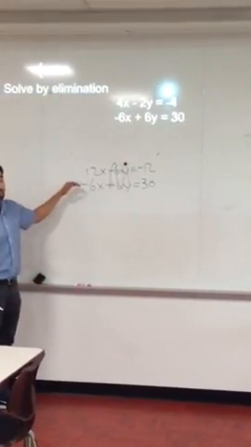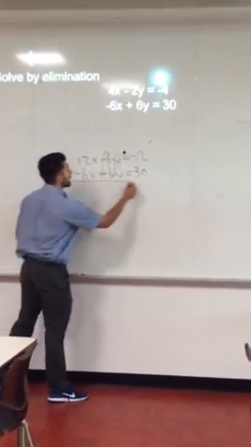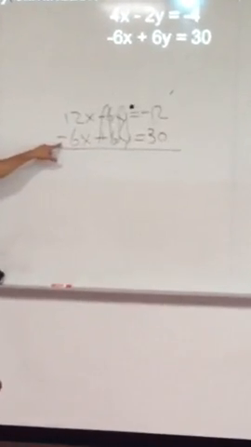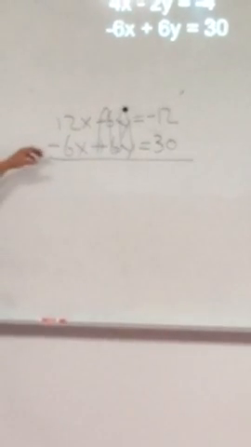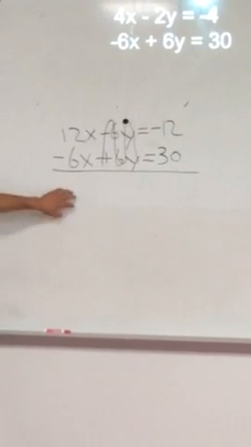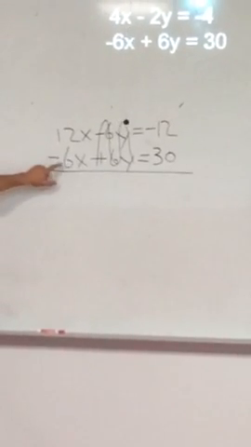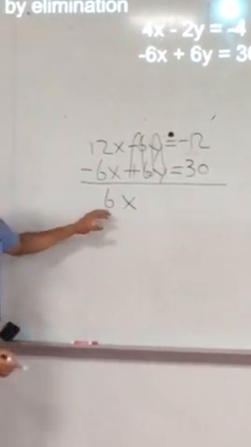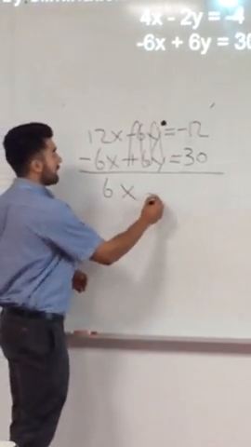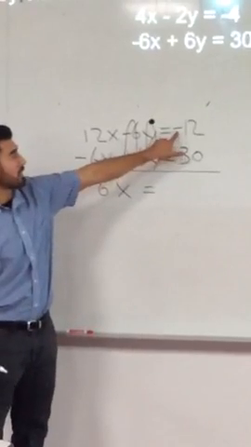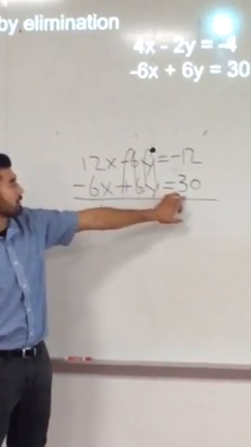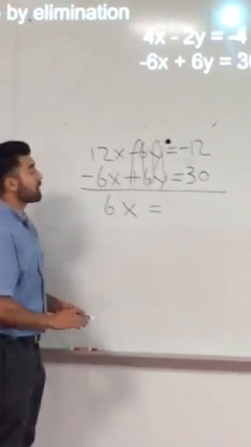After that, I'm going to simply add or subtract depending on my signs. Because 12 is a positive and 6 is a negative, I'm going to subtract. And I'm going to keep the sign of the bigger number. So I know that my answer is going to be a positive. So I take 6 away from 12, I get 6x. 6x equals, and it's the same thing here. 12 is a negative and 30 is a positive. So I'm going to take 12 away from 30, and my answer is going to be a positive.